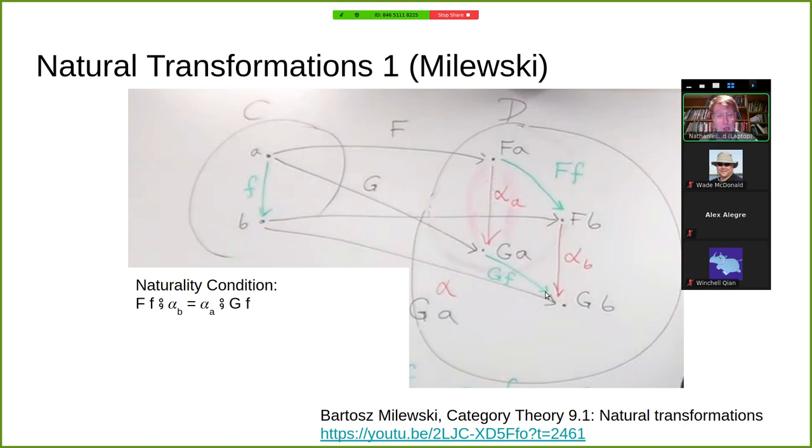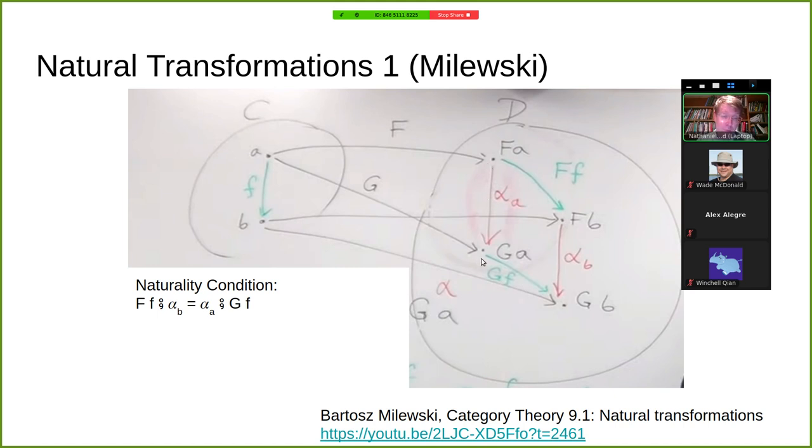Okay, so we have this kind of square here, because F of F goes from FA to FB, and G of F goes from GA to GB. So we have these mappings of A and B and F between them over into D, and those composed, FA, FB, and FF, and GA, GB, and GF. But what we're interested in doing with a natural transformation is asking, how do these two things relate to one another? How does the mapping performed by these two functors relate to one another?